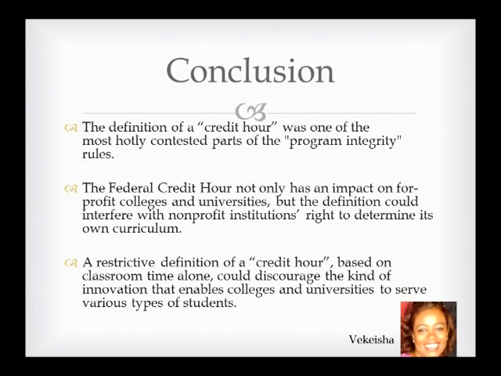In conclusion, the definition of a credit hour was one of the most hotly contested parts of the program integrity rules. The Federal Credit Hour not only has an impact on for-profit colleges and universities, but the definition could interfere with nonprofit institutions' rights to determine its own curriculum. A restrictive definition of a credit hour based on classroom time alone could discourage the kind of innovation that enables colleges and universities to serve various types of students.